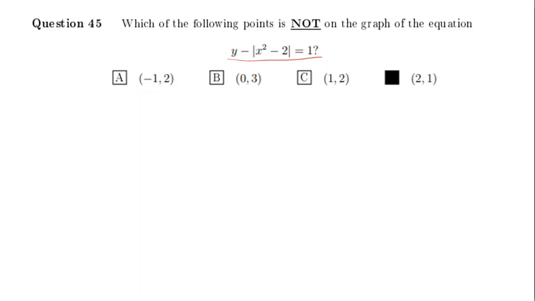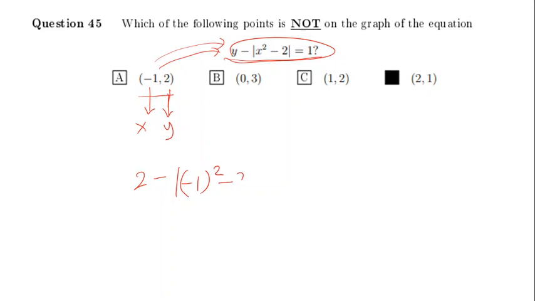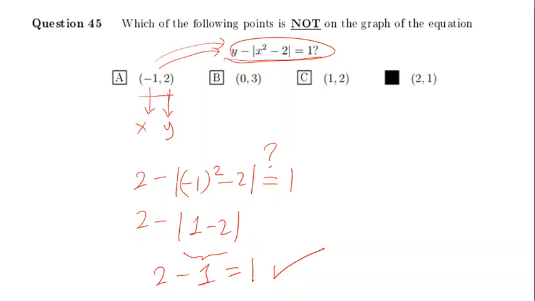Now, which of the following is not on the graph of the equation? So we basically check them in the equation, whether they satisfy the equation or not. So let's check it. You set x equal to -1 and y equal to 2. Then we put it here in the equation. Does 2 minus absolute value of -1 squared minus 2 equal 1? Does it satisfy the equation? 2 minus 1 is 1. So as you see, this is equal to 1, so there's no problem. This is on the graph.